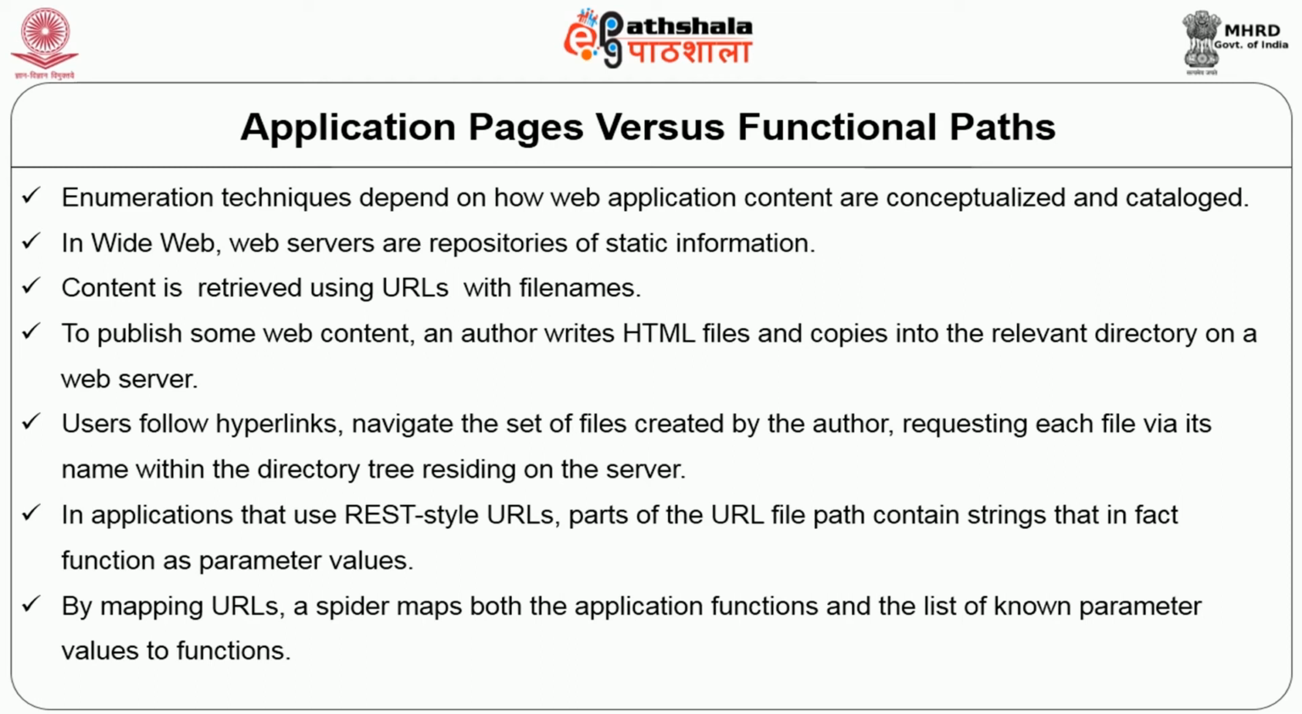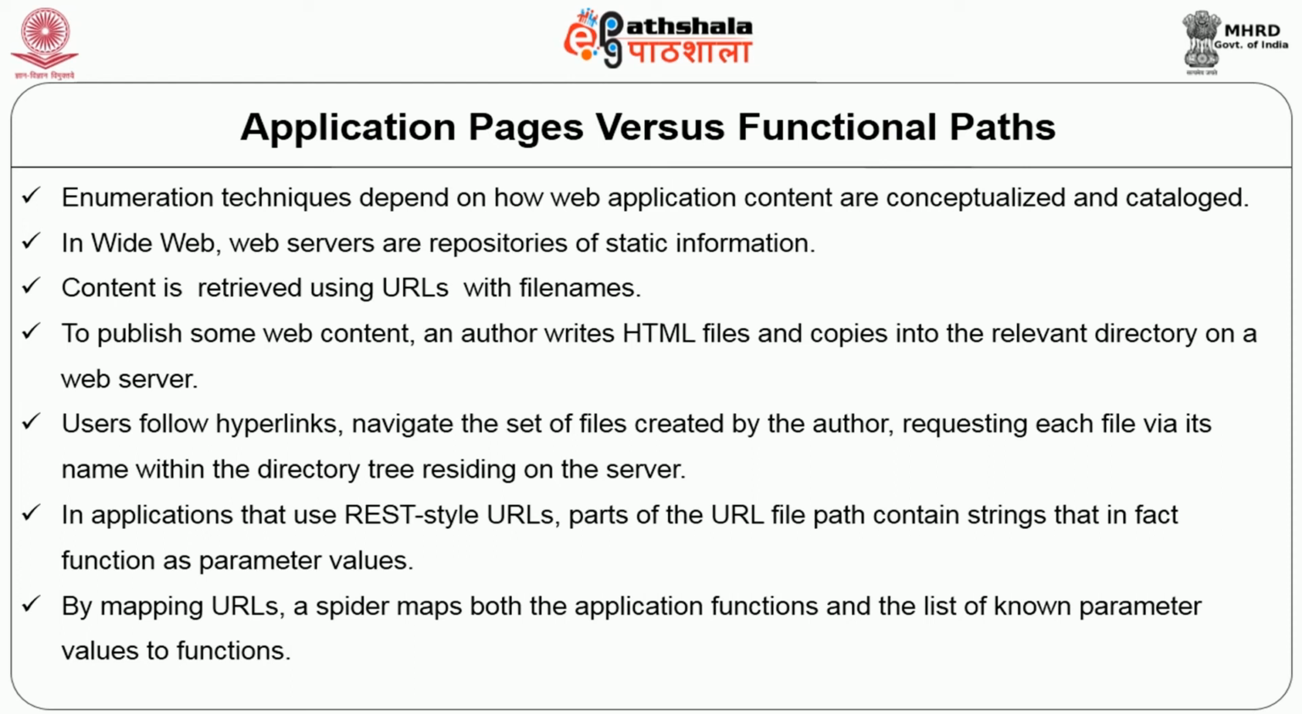Usually the World Wide Web started with this kind of structure, in which web servers function as repositories of static information retrieved using URLs, which in turn are the file names. To publish some web content, an author may generate a group of HTML files and copy those HTML files to the relevant directory. When the user followed hyperlinks, they could navigate the set of files created by authors, requesting each file by its name within the directory tree residing on the server.